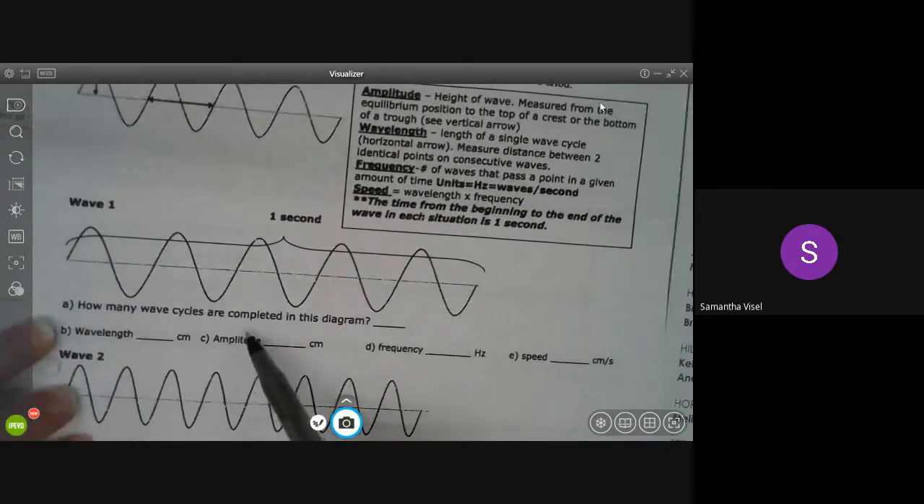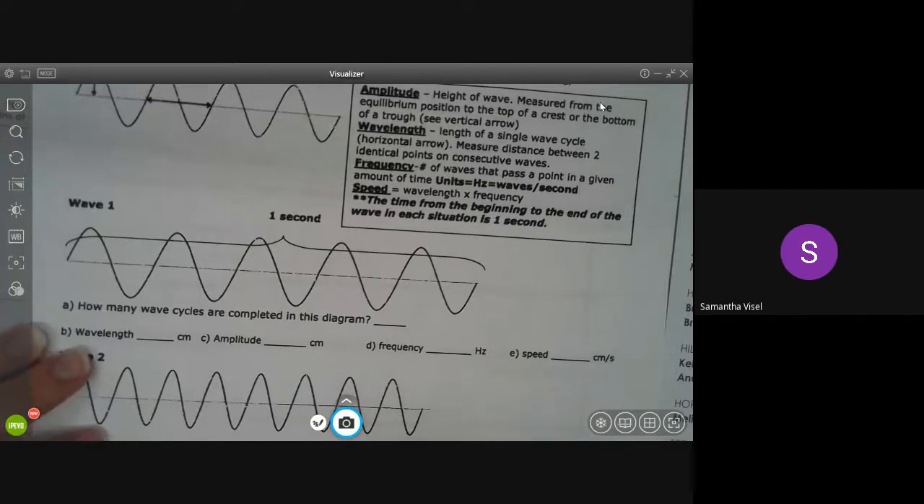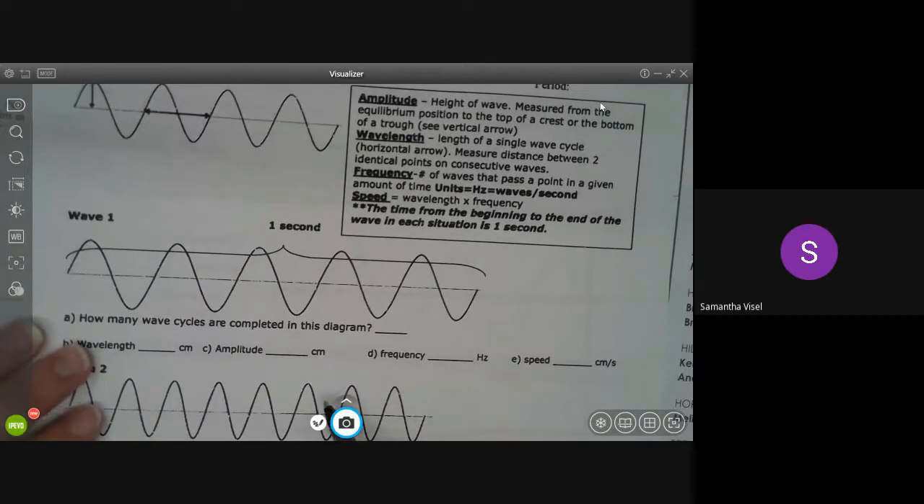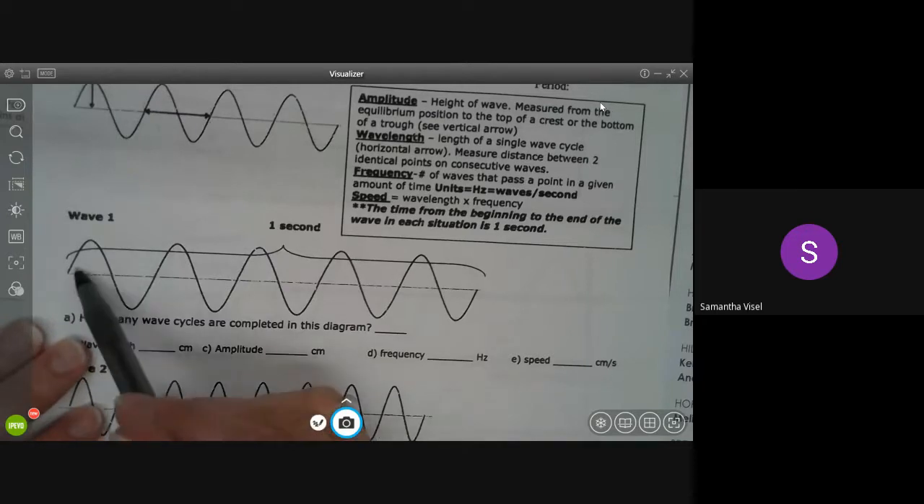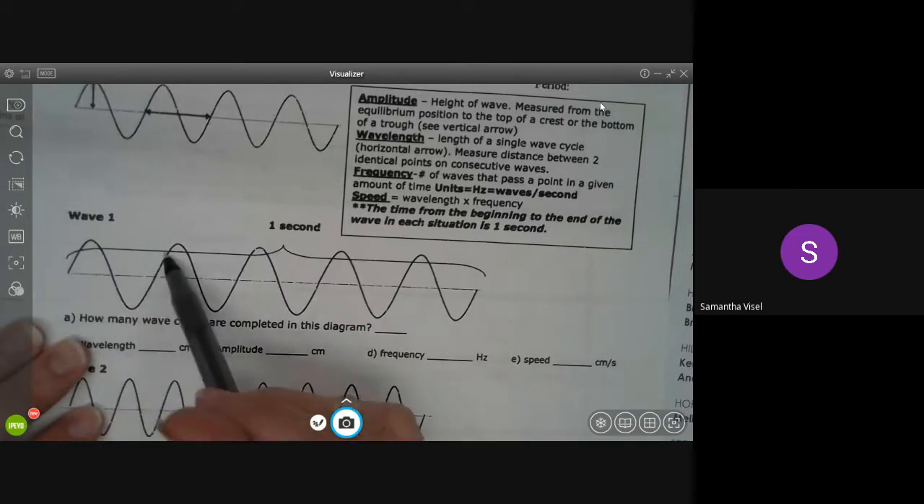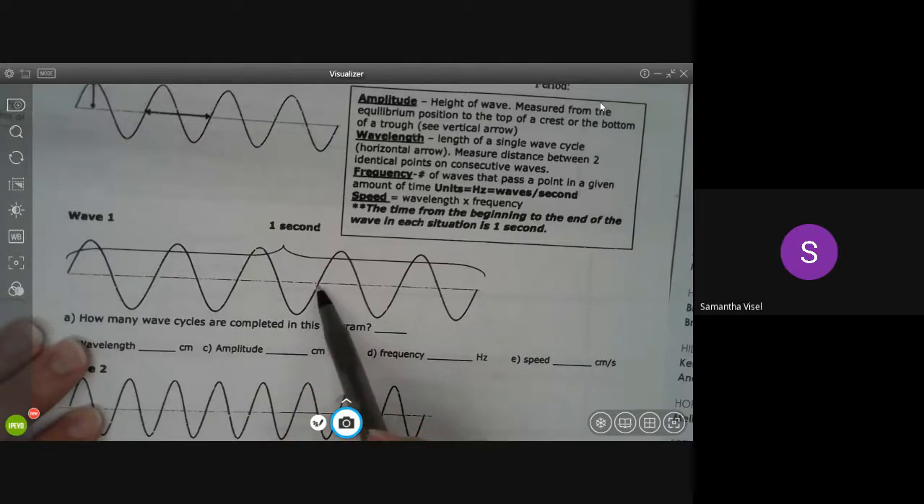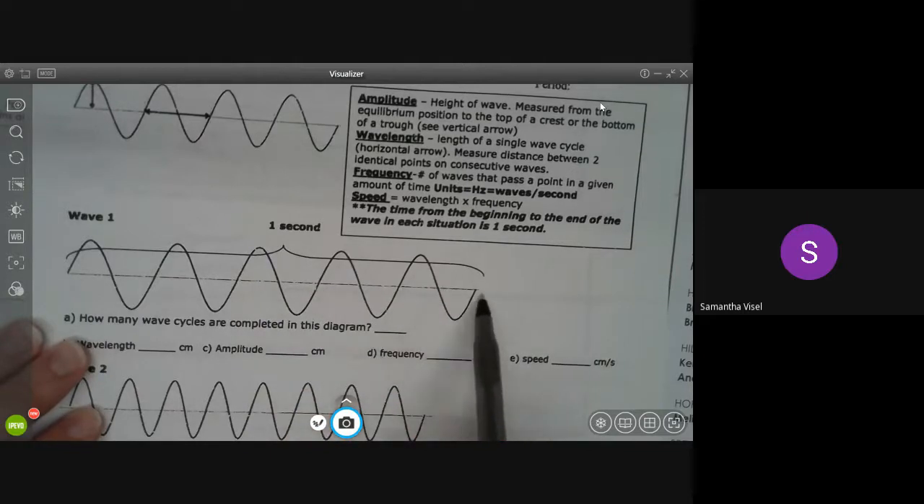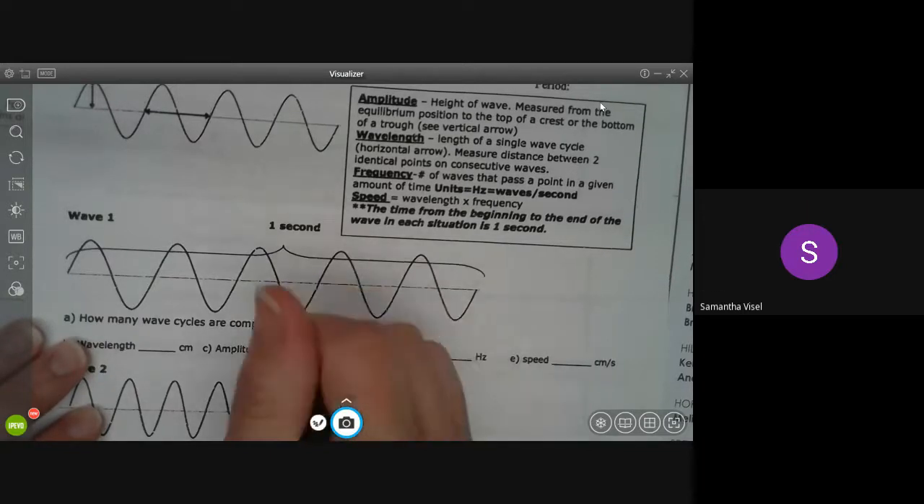So first we're asked how many wave cycles are completed in this diagram. So how many wave cycles? That's the frequency, number of waves that I see. So I see 1, 2, 3, 4, 5 wave cycles in this diagram.